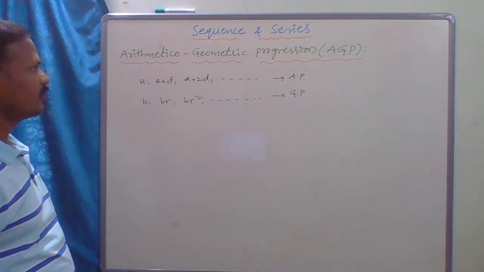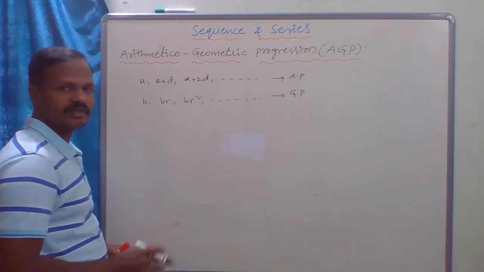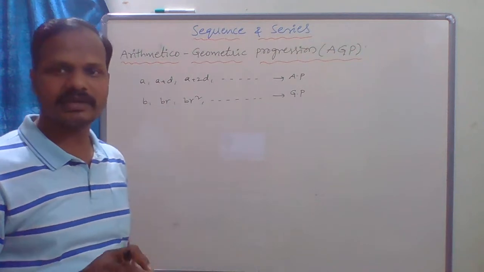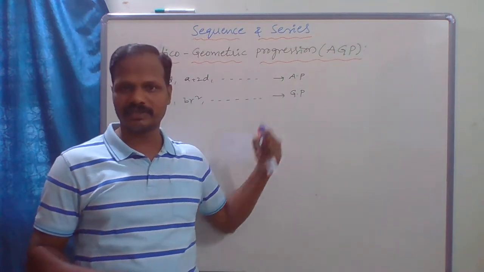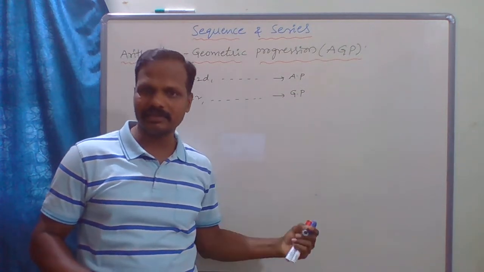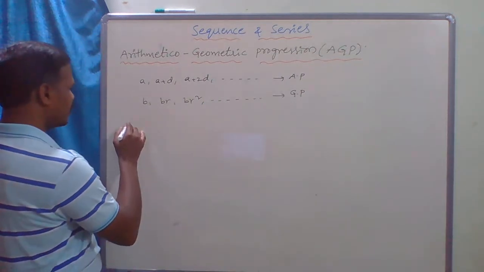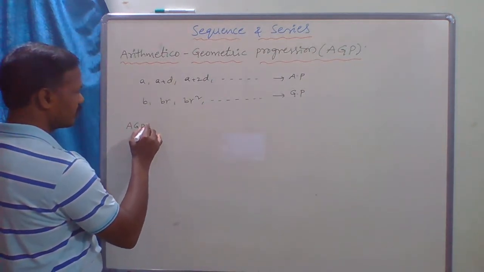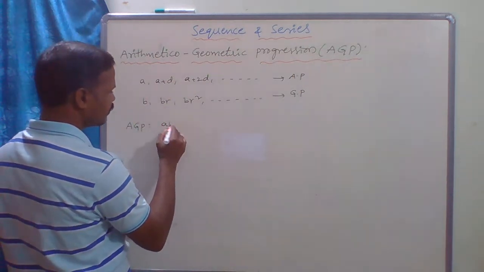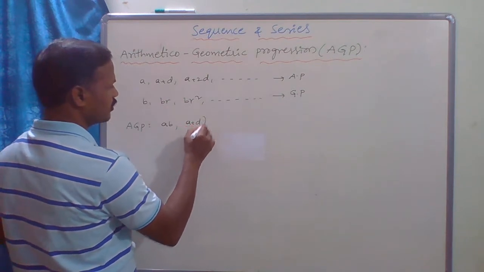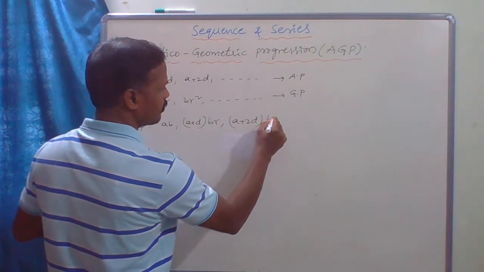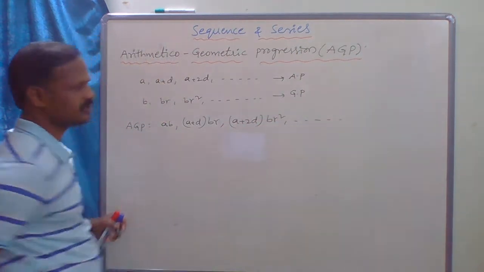Now AGP is the product of the corresponding terms in AP and GP. Corresponding terms means the first term in AP with the first term in GP, the second term in AP with the second term in GP, the nth term in AP with the nth term in GP, like that. So the AGP of these two progressions is ab, a plus d into br, a plus 2d into br square, and so on.